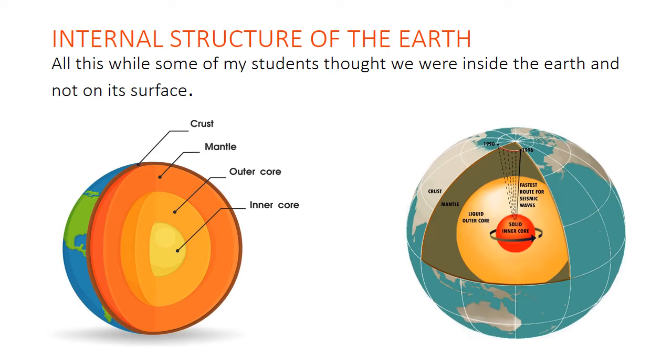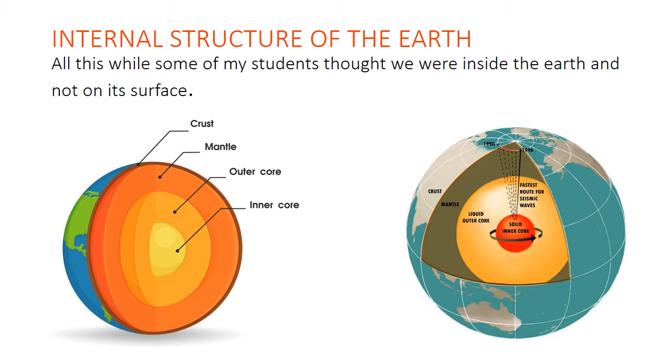Before I continue, I once had an experience where some of my students thought that we were actually inside the Earth, not on its surface. But later on, they corrected that assertion because from what we are about to learn, you'll get to know that the inside part of the earth is very hot, so there's no way any human being can exist over there.